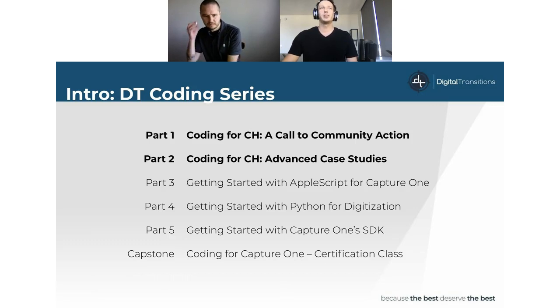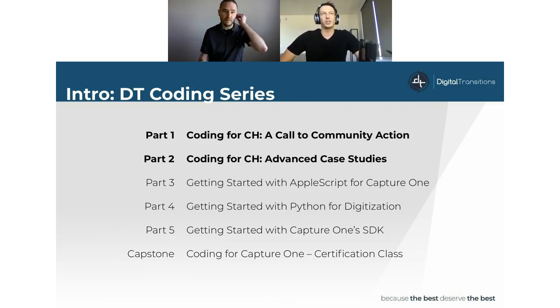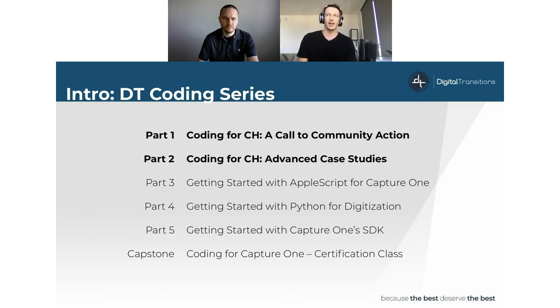You have reached a DT Coding series in multiple parts. In parts 1, 2, and 3, which you can watch for free on our website, we discussed what coding is, what problems it does and does not solve, and how we as a community can work together to improve workflows using coding. In part 2, we explored how Pixel Digital Transition Service Bureau is using coding to streamline and automate our post-processing, including barcode scanning, file naming, derivative generation, OCR, and that sort of thing.